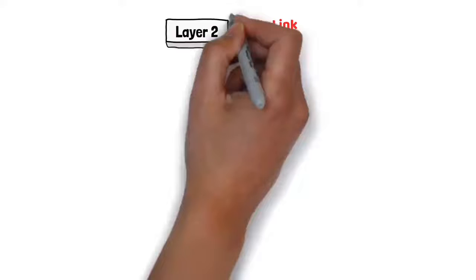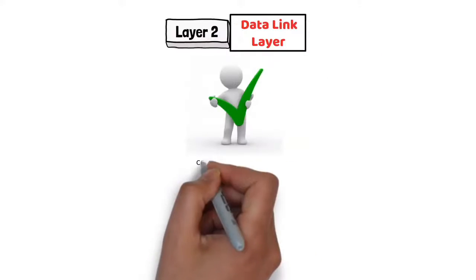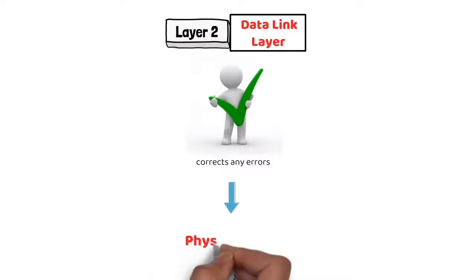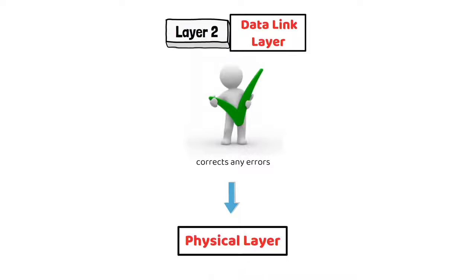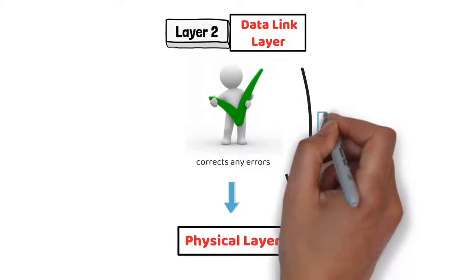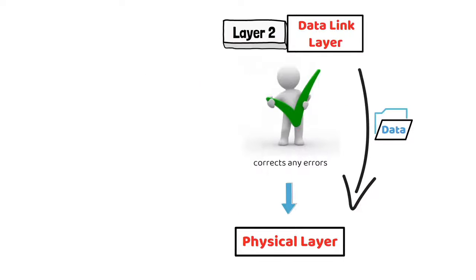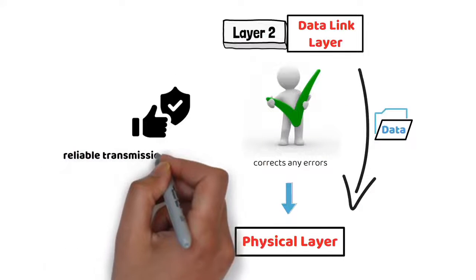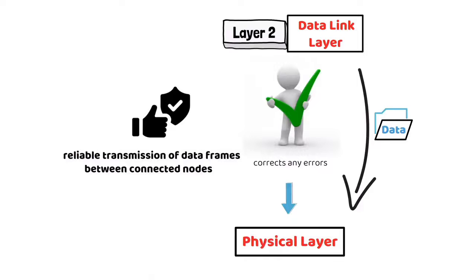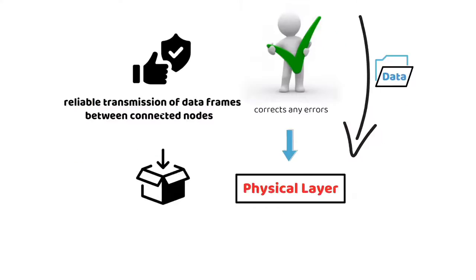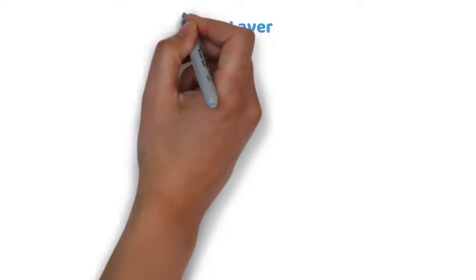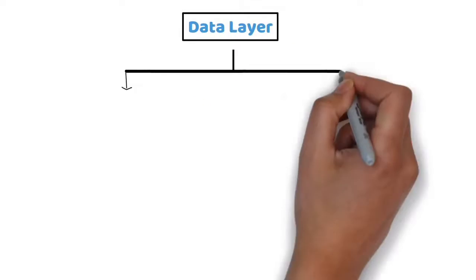Layer 2. Data link layer. The data link layer corrects any errors that may have occurred at the physical layer. It ensures that any data transfer is error-free between nodes over the physical layer. It is responsible for reliable transmission of data frames between connected nodes. The data is packaged into frames here and transferred node to node. The data link layer has the following sublayers.